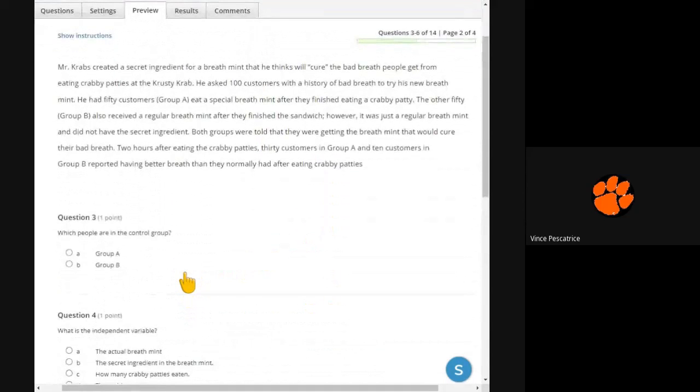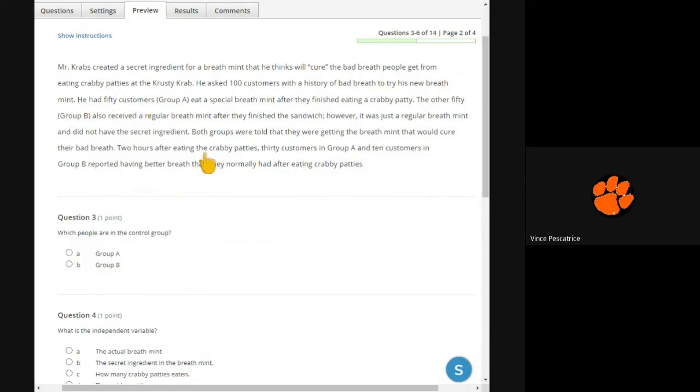All right, so I'm going to go ahead and start with this one. Mr. Krabs created a secret ingredient for breath mints that he thinks will cure bad breath people get from eating Krabby Patties. He asked 100 customers with a history of bad breath to try his new breath mint.